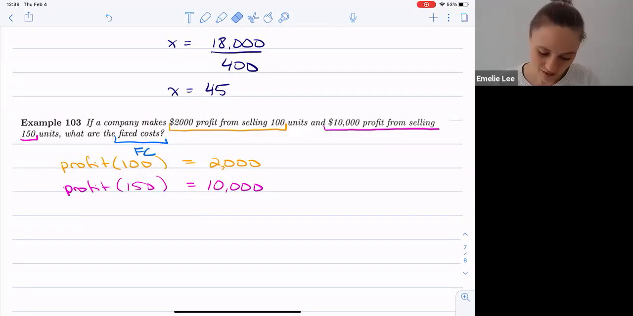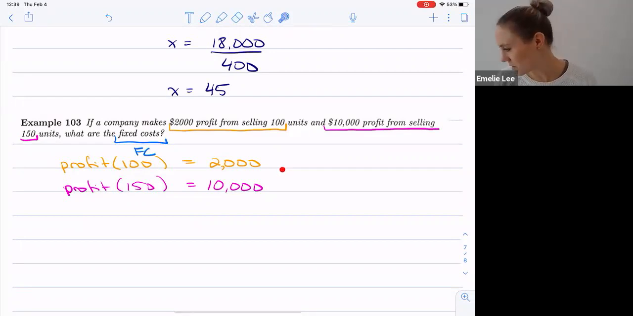Okay, so what we have is these two profit functions, right? You're out of control today. Hang tight. We've only got 10 more minutes.